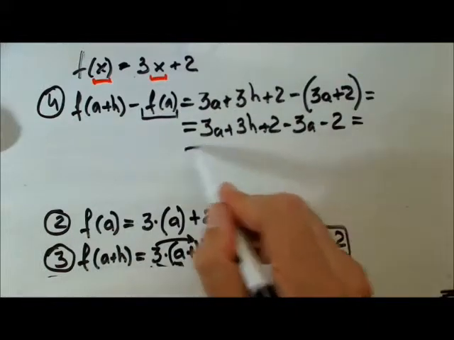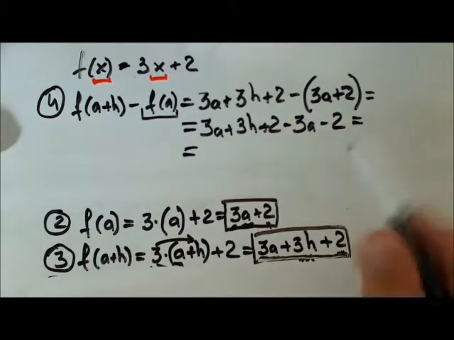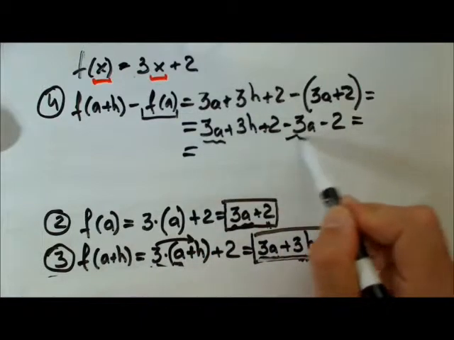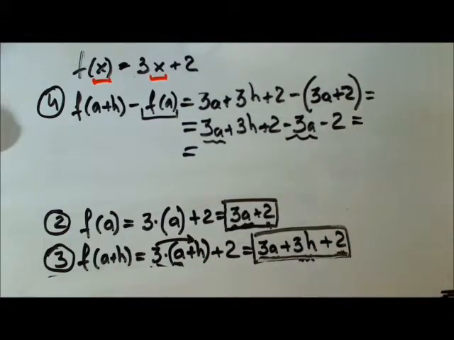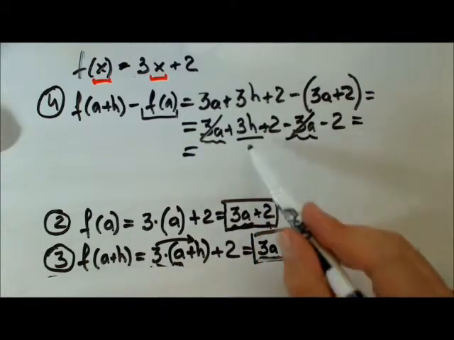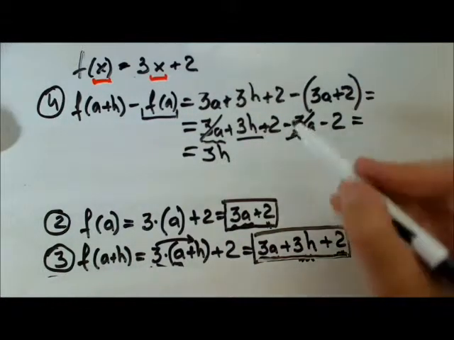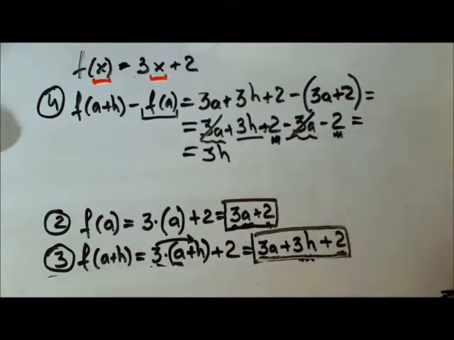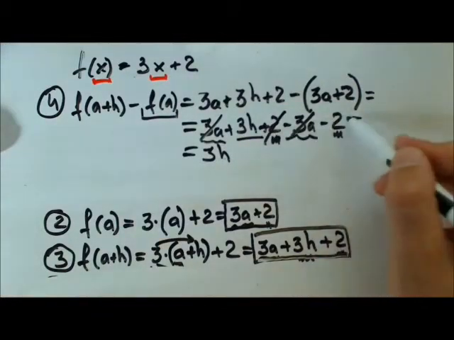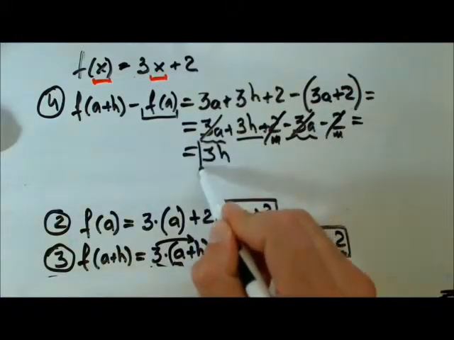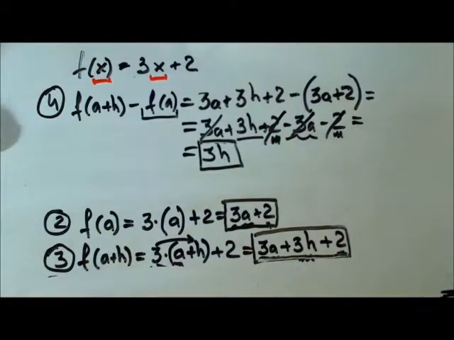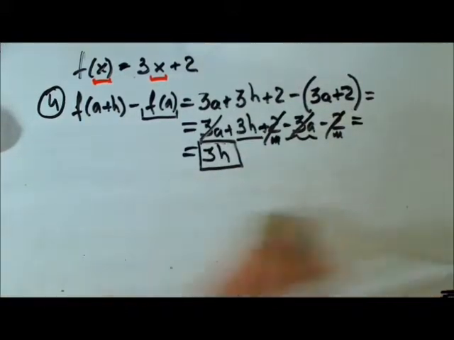Now, trying to simplify it, find the similar terms. Looking at terms with a, we have 3a and negative 3a. What's going to happen when we add them? They will cancel because 3 minus 3 is just 0. Now next one is h. We have only one term with h, so just rewrite it, 3h. Next one is the constants. We have 2 and negative 2, which, if you add them, cancel, equals 0. And our answer is 3h. That's it.